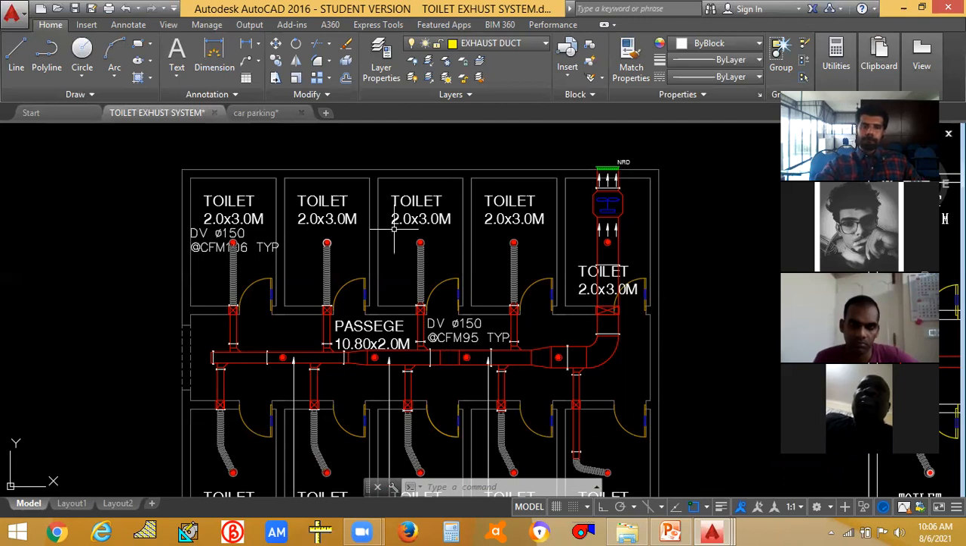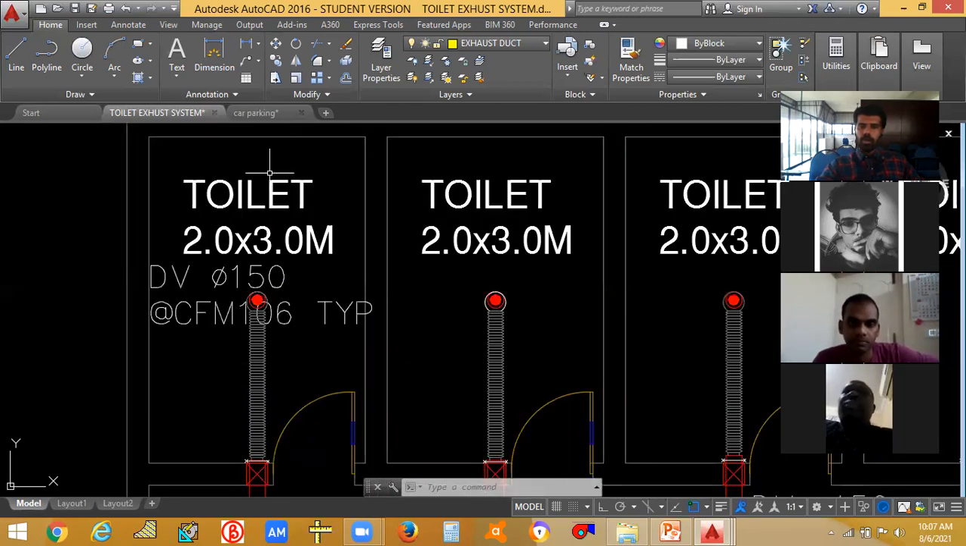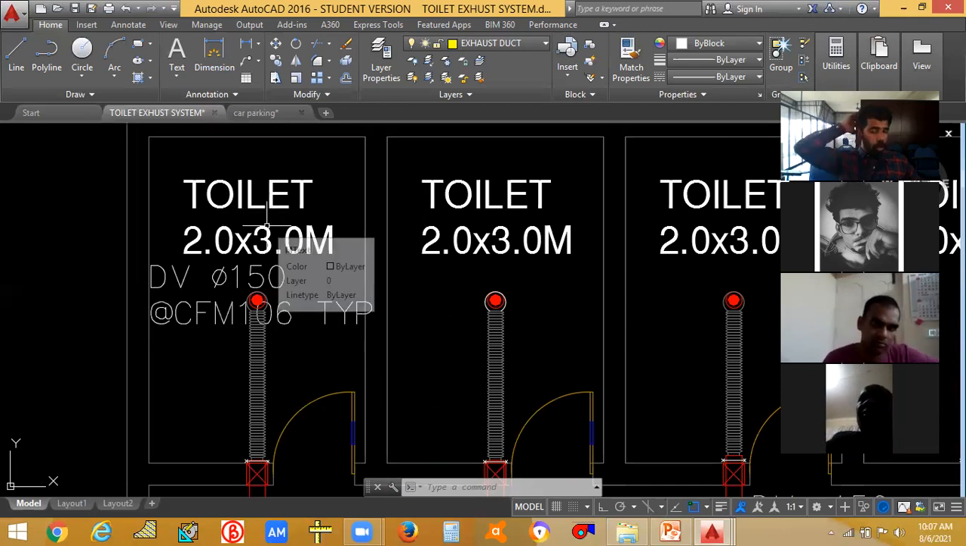Now, you just find out the CFM of one unit. How much CFM is present in one toilet? We just find it out because all the toilets are the same. Just multiply by 10 and you will get the total CFM in the complete toilet block. First, you have to know the volume. The volume is equal to length into breadth into height. So 2 into 3, and height you can take as 3 meter. So you will get the volume in meter cube.